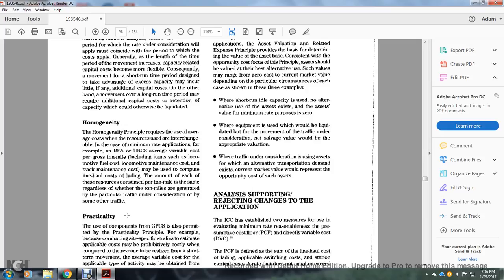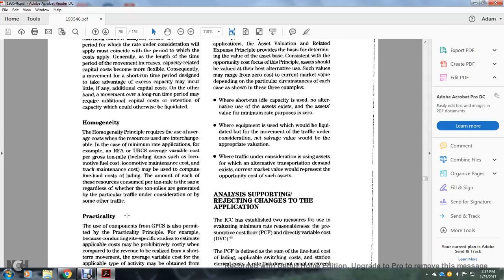The homogeneity principle requires the use of the average cost of the resource for the use for the interchange. In the case of the minimum rate application, for example, the railroad Form A and the uniform railroad cost system average variable cost per gross ton mile, including the locomotive fuel cost, the locomotive maintenance cost, and the track maintenance cost, may be used to compute the line haul cost.